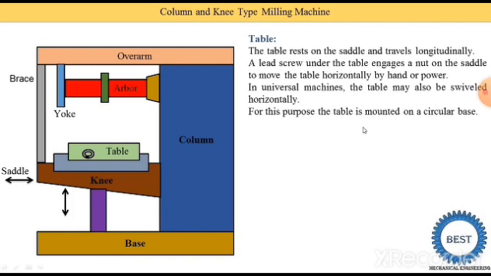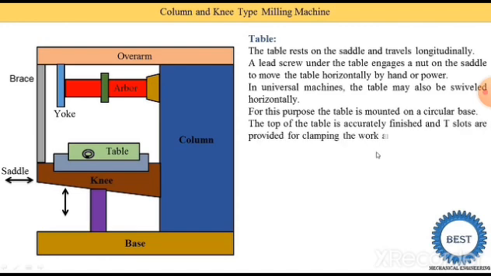For this purpose, the table is mounted on a circular base. Means when we need to swivel the table at different angles, at that time the table is mounted on a circular base. The top of the table is accurately finished and T-slots are provided on it. These T-slots are used for clamping the work and other fixtures on it.